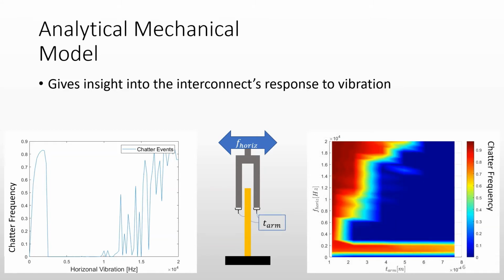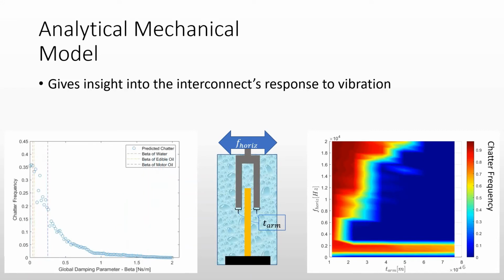However, this modeling also can give us insight into how we could change the geometry to better reduce chatter. And we can see that as we increase arm thickness, moving to the right side of this plot, the chatter that results at high frequency is greatly decreased, nearly to zero. We also could model as if we encased this entire system in some sort of fluid. And we can see that the number of chatter events, or the amount of signal loss, decreases with increased viscosity of the fluid. And this can give us some better ideas of how we could design these pin and receptacle interconnects.